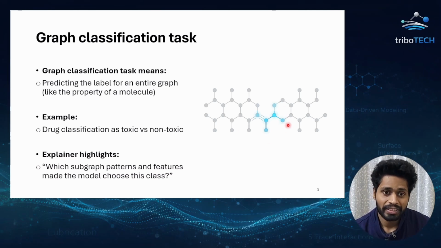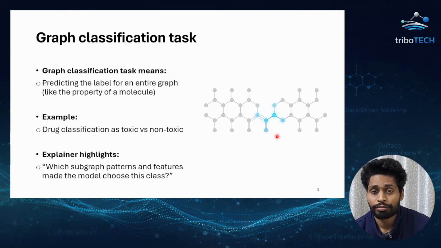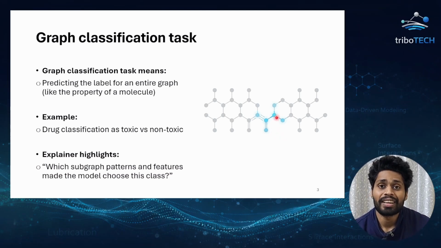So which subgraphs are basically responsible for classifying this drug as toxic, or which node features, for example, the valency of the atoms could be responsible for classifying the drug as toxic. So this particular job, that is to highlight which subgraph patterns and which features are responsible for such prediction, is basically the job of an explainer in this kind of graph machine learning problem.